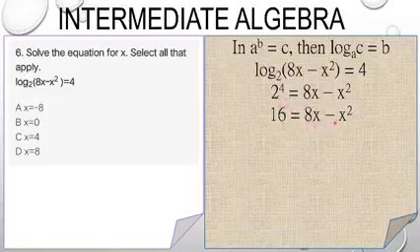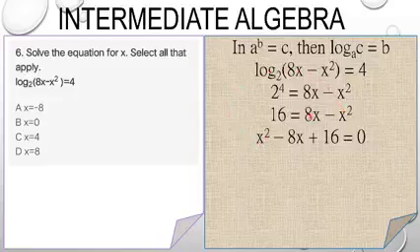Copy the 8x minus x squared. We will move 16 to the other side. Positive, it becomes negative. Okay. So, actually, it was not moved here. What I did here is, the negative x squared, I moved to the other side, so it becomes positive. The positive 8x, I moved to the other side, so it becomes negative.